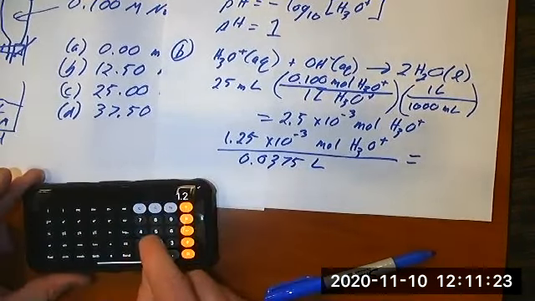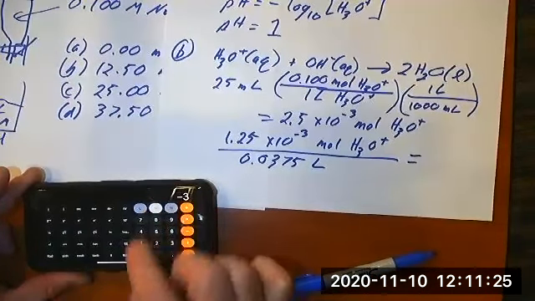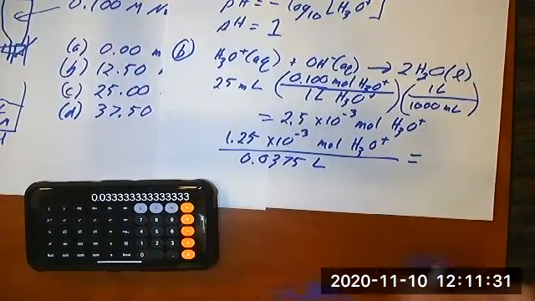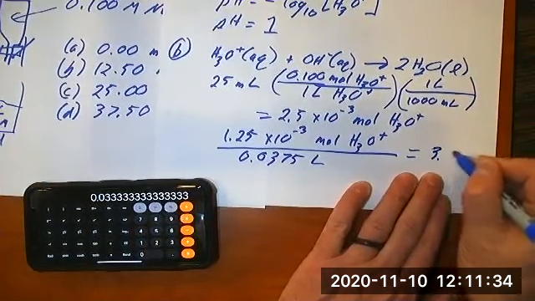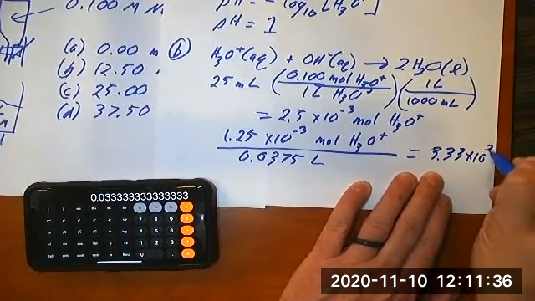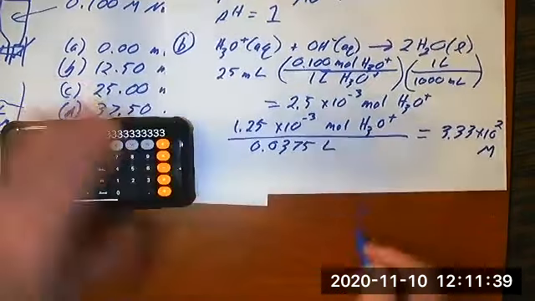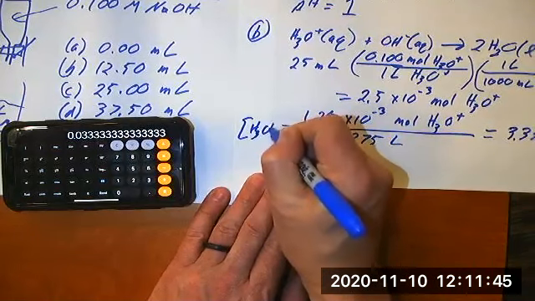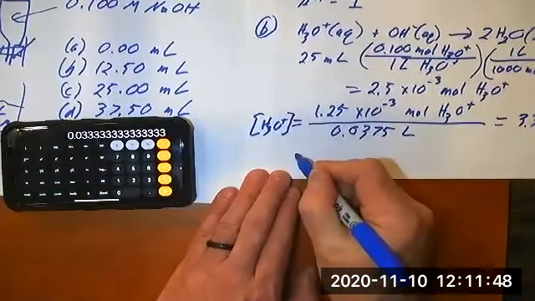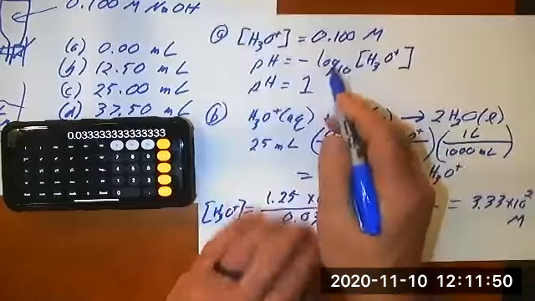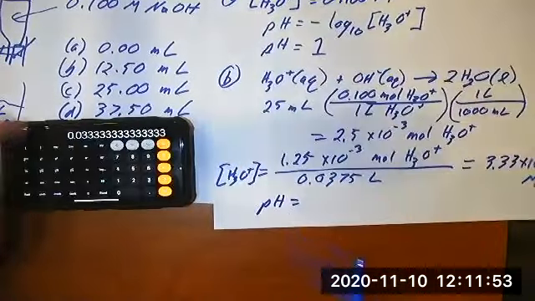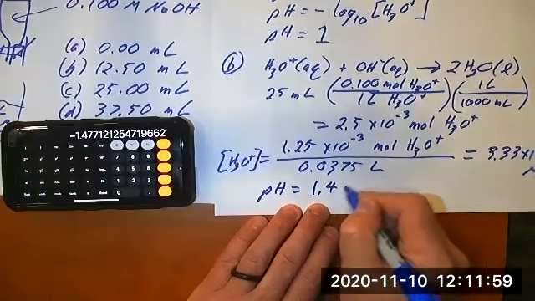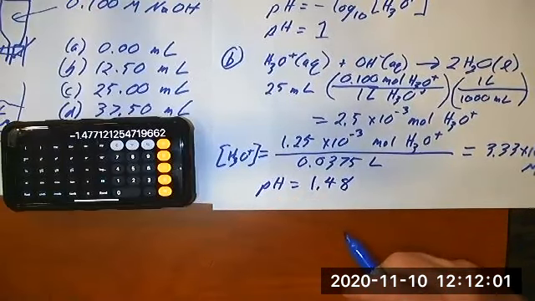And so this gives us our hydronium ion concentration. So 1.25 times 10 to the negative 3 divided by 0.0375 gives us 3.33 times 10 to the minus 2 molar. And remember, this is our H3O+ concentration. pH is, as we set up here, negative log base 10 of the hydronium ion concentration. So our pH is now 1.48. Okay.